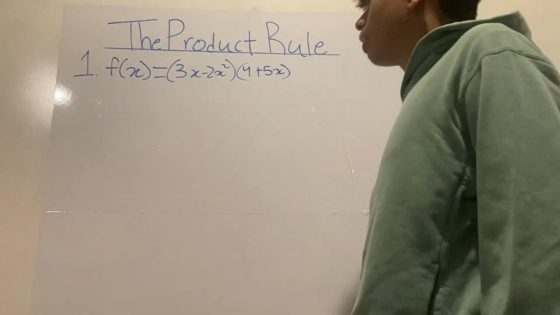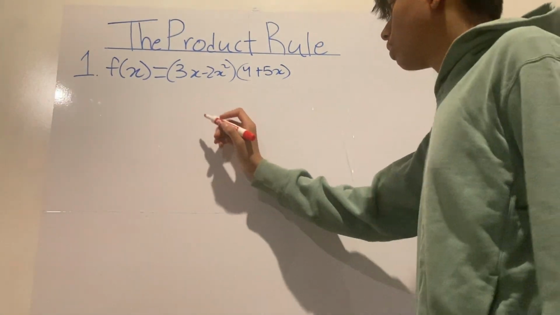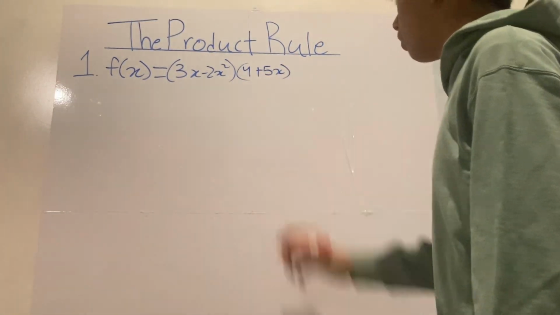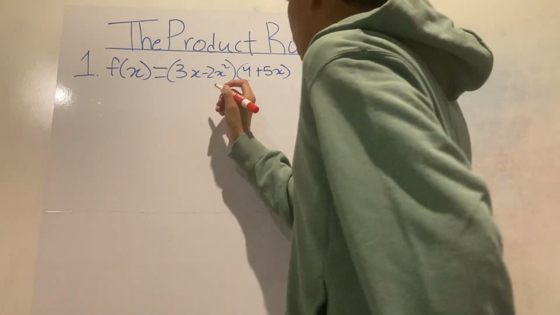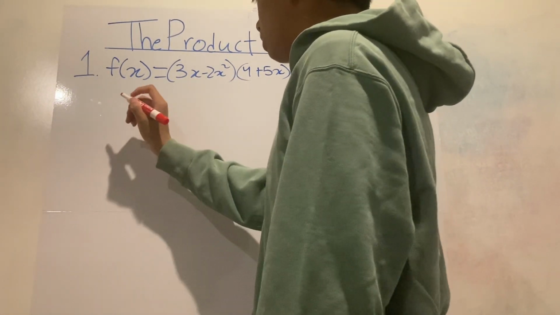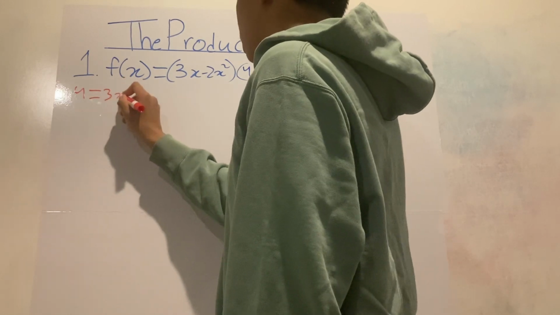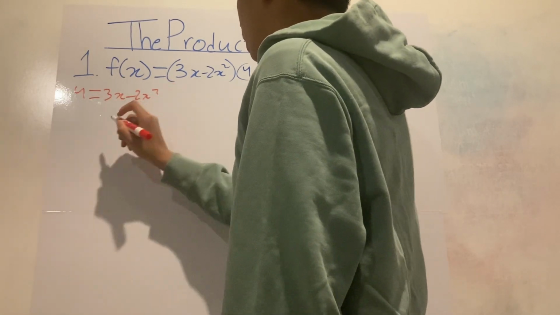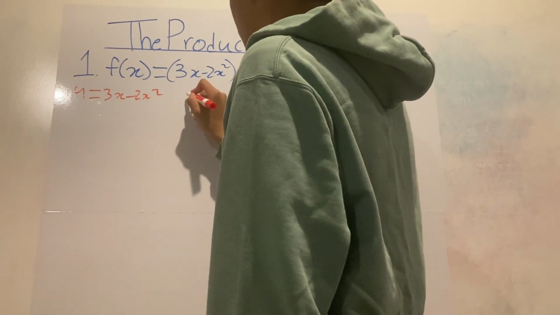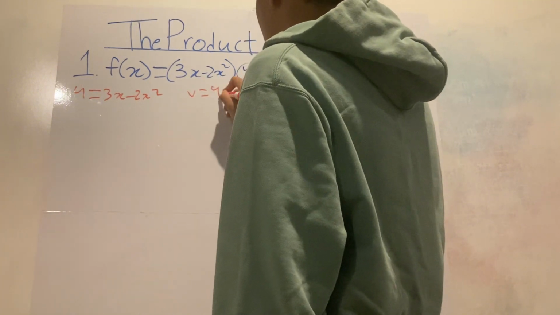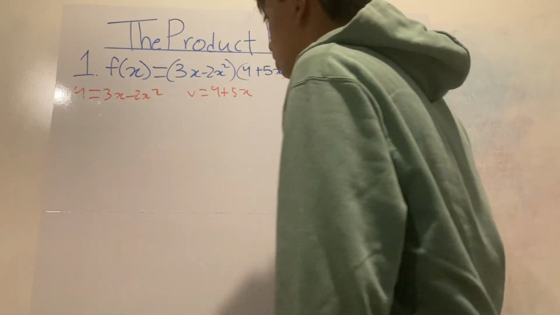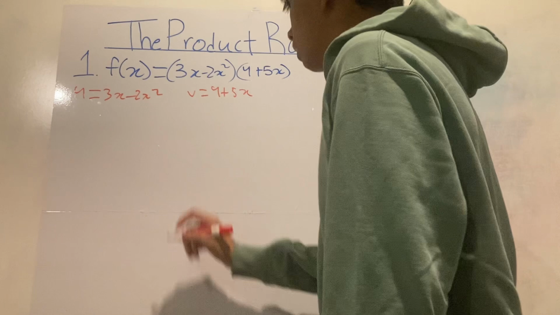Alright, so let's find the derivative of this function, which is 3x minus 2x squared times 4 plus 5x. Okay, so let's establish our u and v. So we have u, which equals 3x minus 2x squared, and v, which equals 4 plus 5x. So now let's find du and dv.